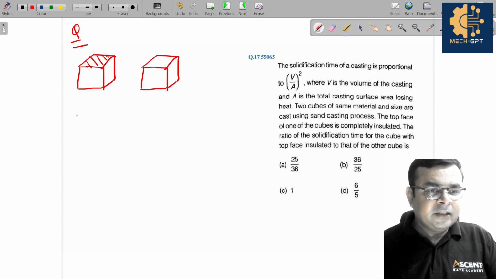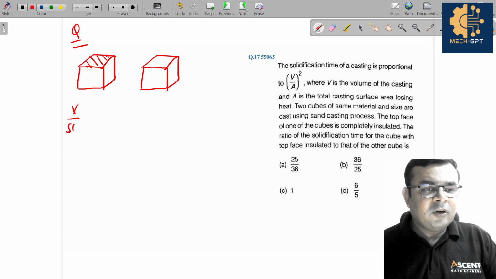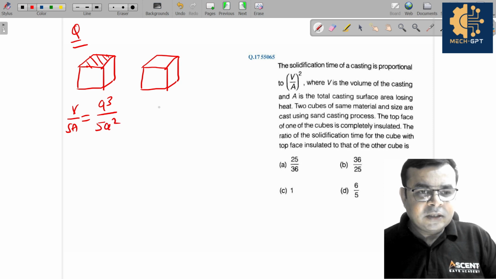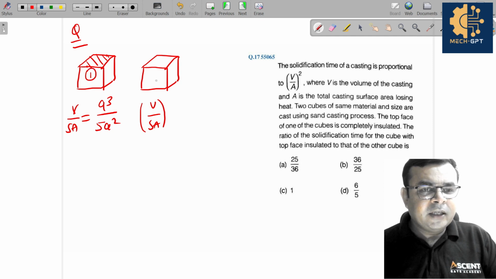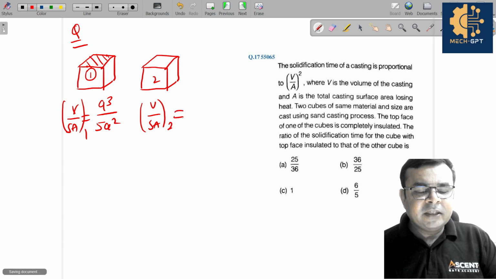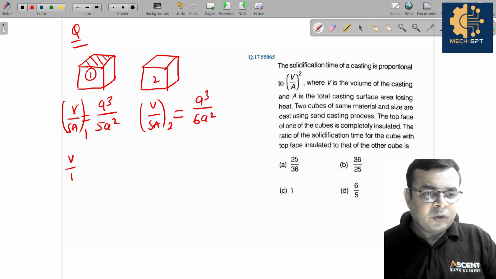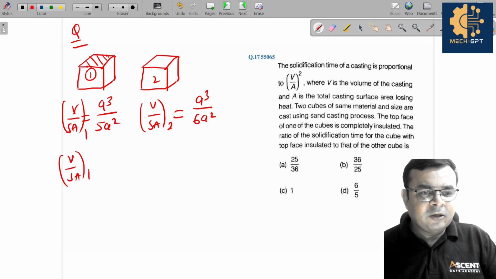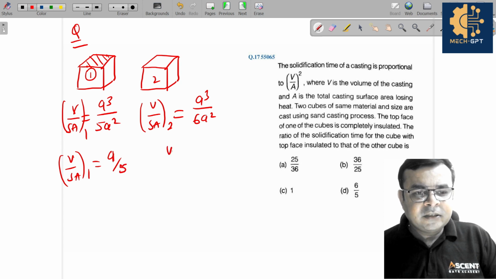So simply, the V/SA of this is a cube over 5 times a square. Why? Because one surface is insulated. And similarly for this, let's say this is 1 and this is 2. So this is V/SA of 1, and V/SA of 2 is a cube by 6a square. From this we get V/SA of 1 is a/5, and V/SA for case 2 is a/6.